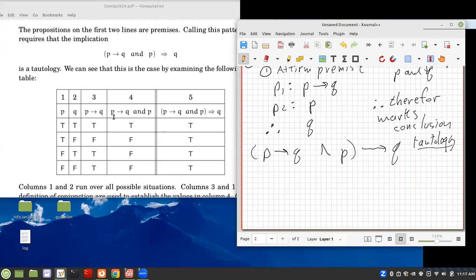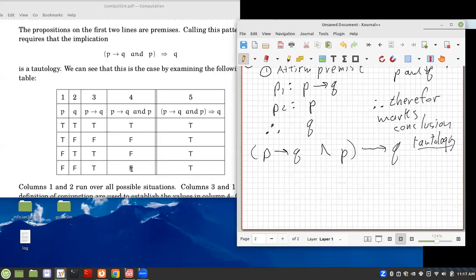But then we look at the and. That's the and of all the premises. We can see that the only time these are both true is in the first row, because we need P implies Q and P to be true. That's here. For the other rows, either P implies Q or P is false, so the and of both of them is false.